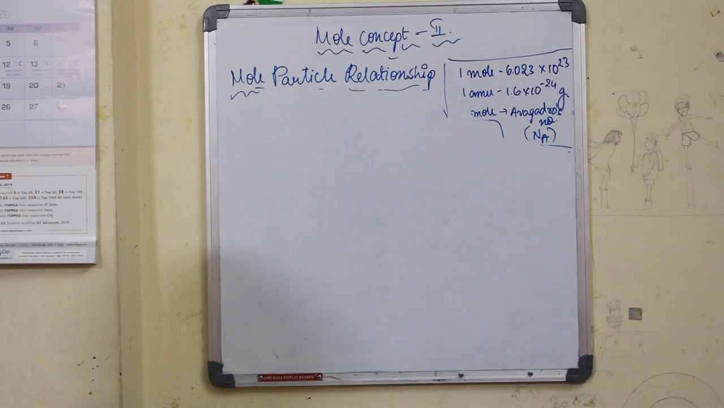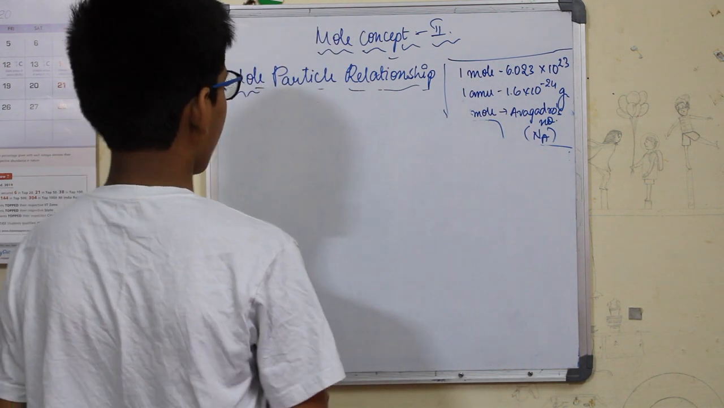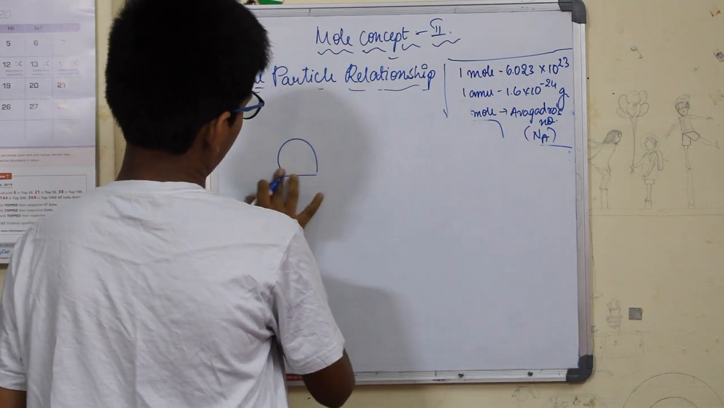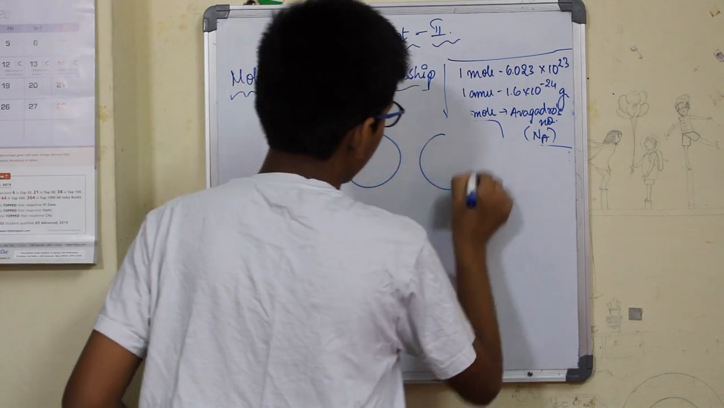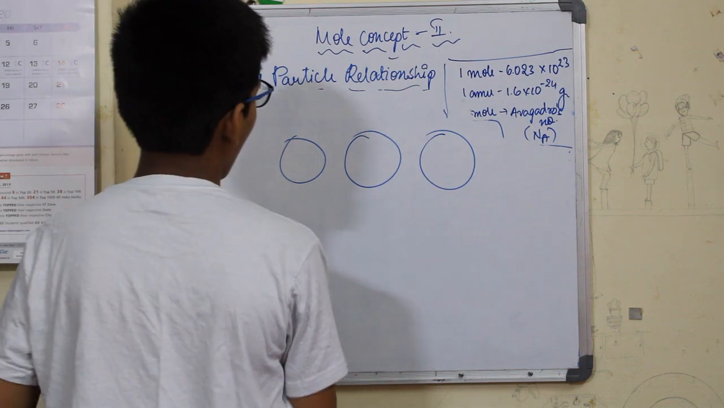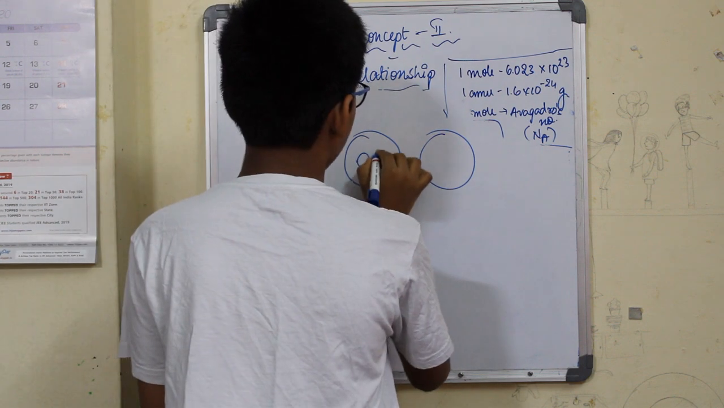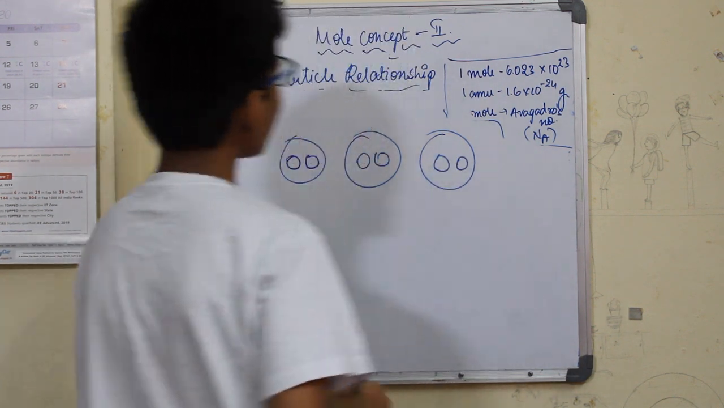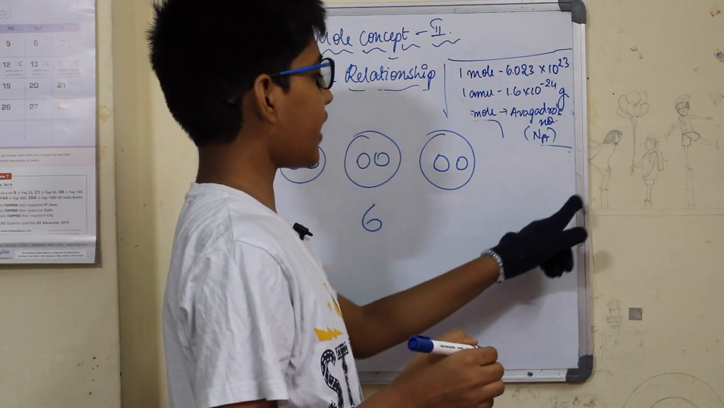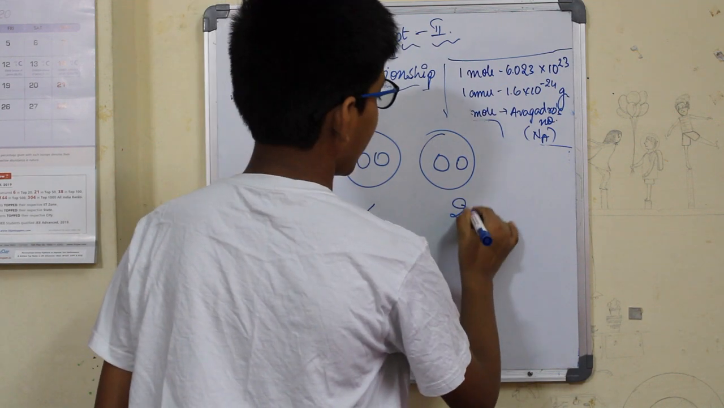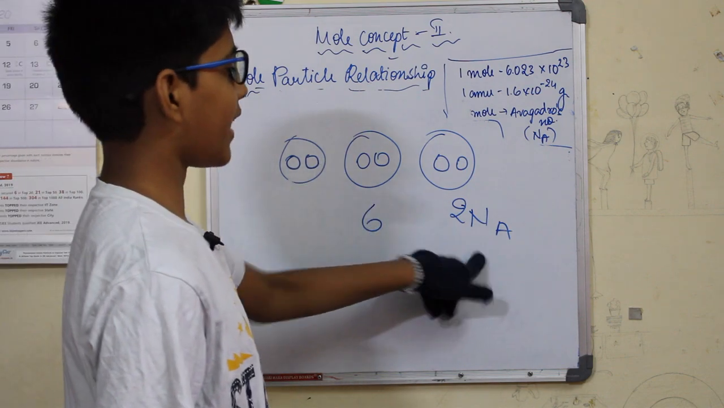Now let's see the next question. So I have an illustration to remember this. Now if I have one plate, two plates, three plates. Per plate I have two glasses. Now if I have three plates, how many glasses will I have? 6. If I have 1 NA of plates, 2 NA of glasses will be there with me.